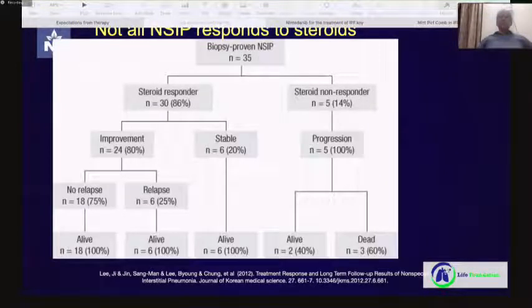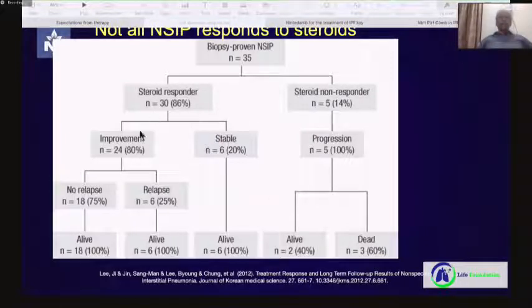And we must also remember that not all NSIP responds to steroids. This is a fairly small study, but they followed people up very well. This is a Korean study published a few years ago in 2012. They looked at 35 patients, checked whether they were steroid responders or non-responders. And you can see that about 1/6 of patients were non-responders. All of them progressed. And at the end of 5 years, there were just 40%, 2 out of the 5 who were alive, 3 were dead.